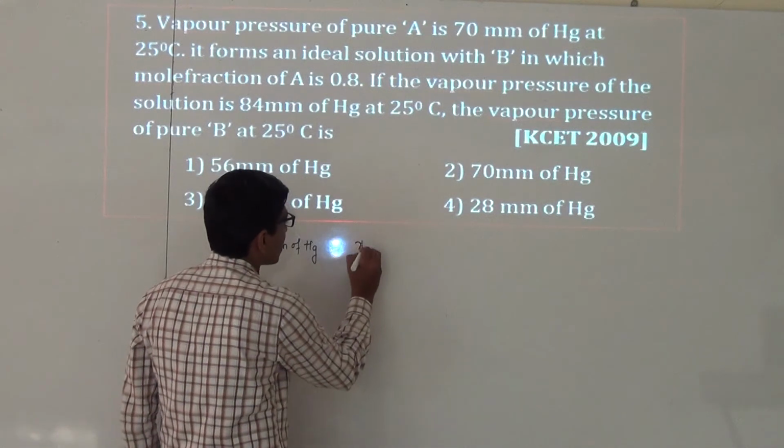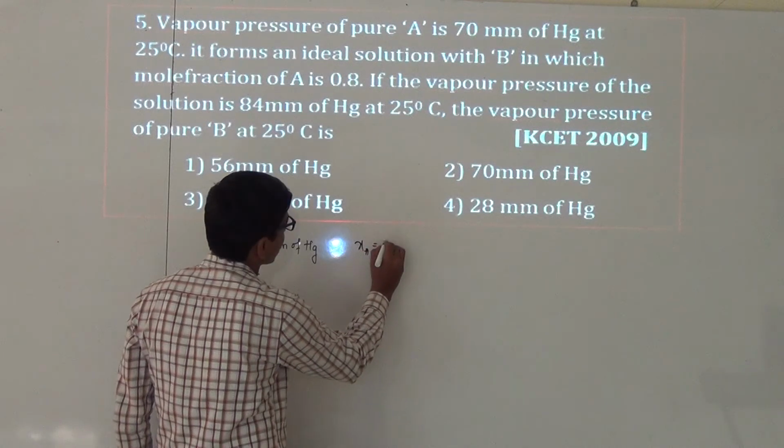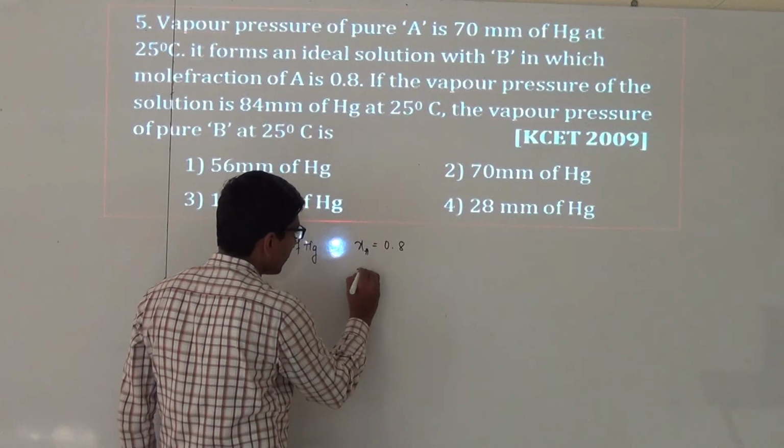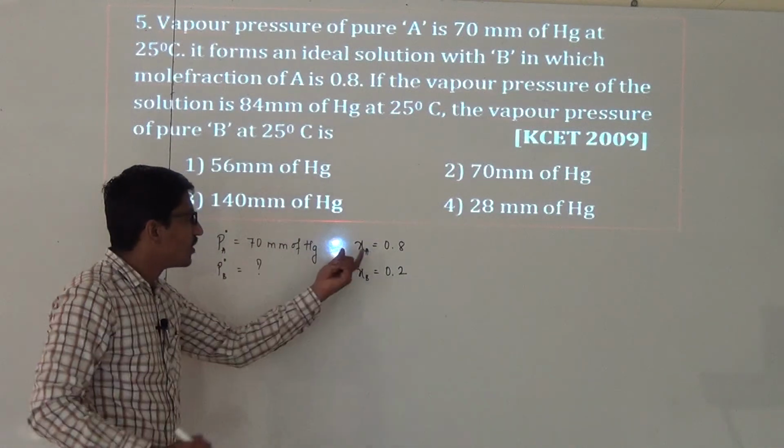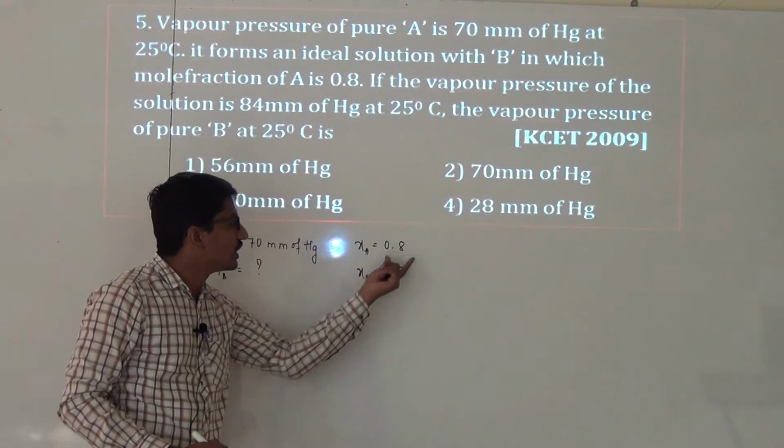Then XA is equal to 0.8, then XB is 0.2. XA and XB, the sum of mole fractions of components is always unity.